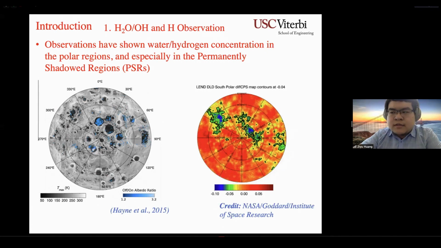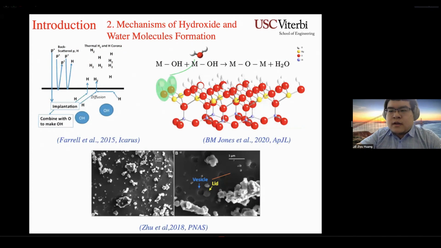One of the reasons is very obvious, which is temperature. PSRs have temperatures lower than 40 Kelvin, which can keep the water in ice or frost. However, the source of water molecules is still under debate. So here are some theories and experiments to model the formation of water molecules.